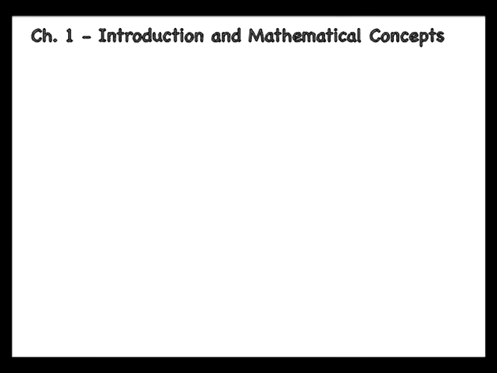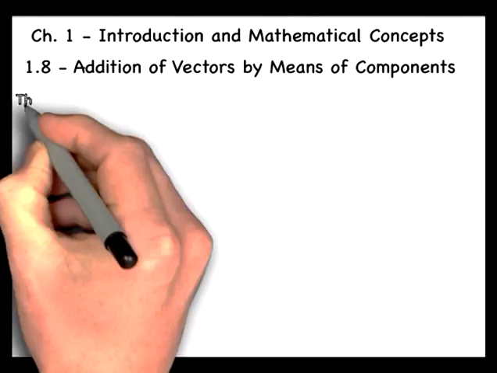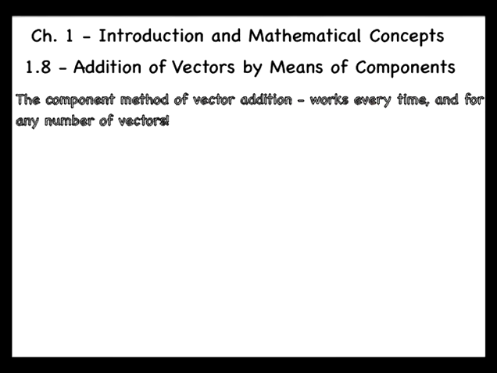While geometric and trigonometric relationships can be used to find the resultant vector in many vector addition problems, the most reliable method to use is the component method of vector addition. It works every time and for any number of vectors.